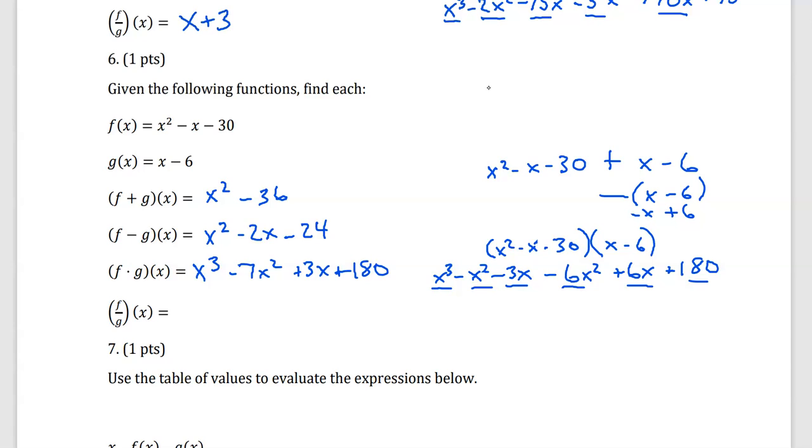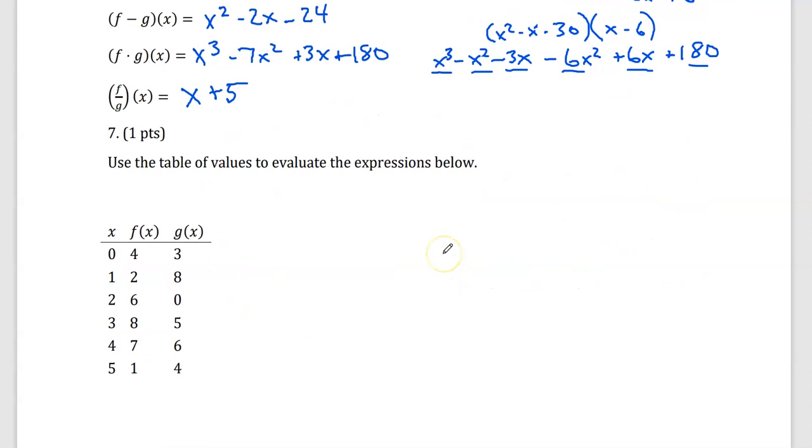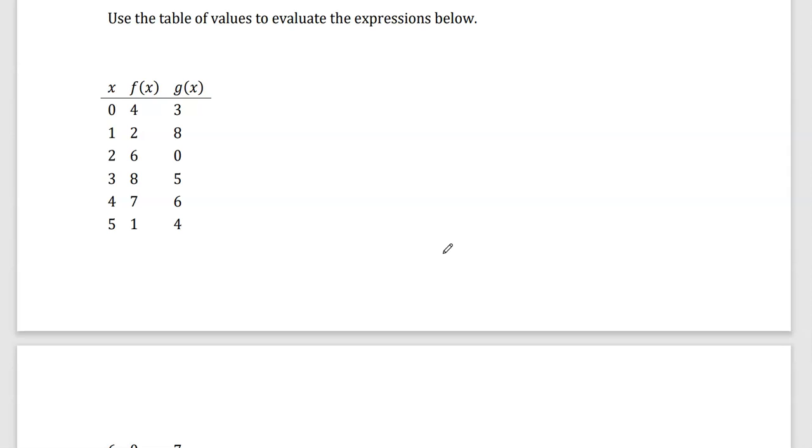f over g, let's see. x minus 5, x minus 6 times x plus 5. I see the factoring. They've made it easier for me. x plus 5 is the f over g. x plus 5. There we go. A little practice there for you of the hardest ones. Now let's do a little bit of evaluation really quick.